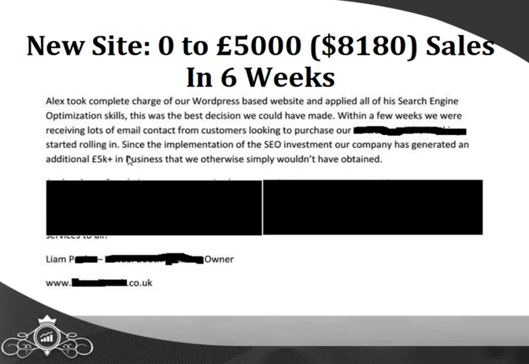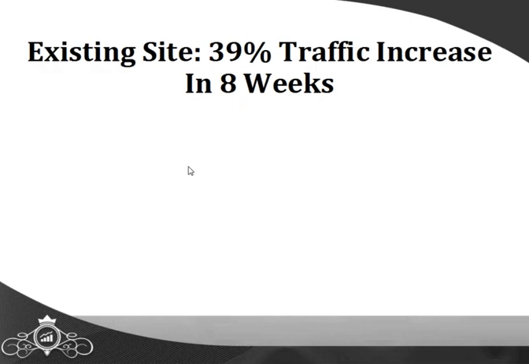He sent this email to us. I've tried to protect his privacy. He said that since the implementation of the SEO that we did for him, he has generated an additional £5,000. He's a British guy. This is $8,180 in business that he otherwise simply wouldn't have obtained. So, interesting. $0 to $8,000 in 6 weeks. That's pretty cool. We can talk about existing sites more if you want.